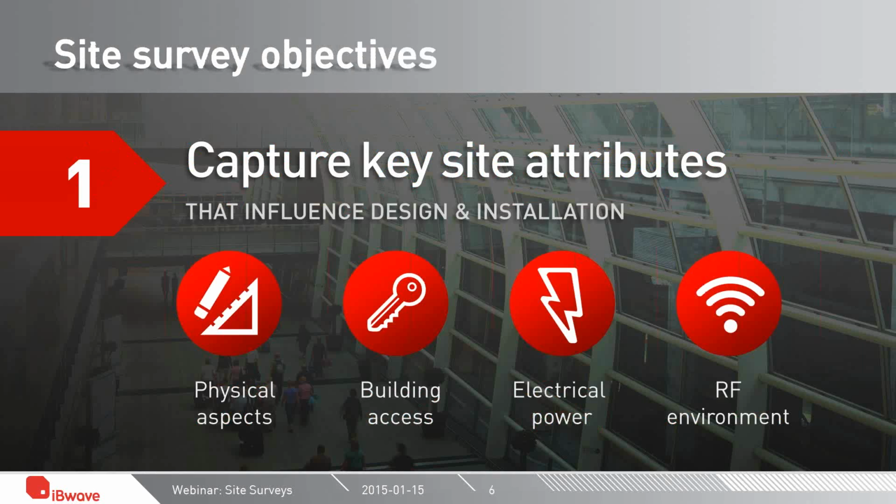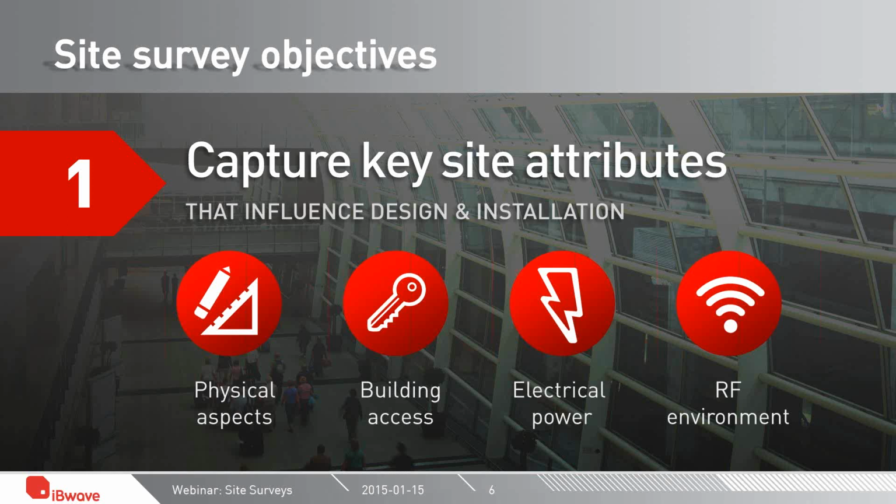So let's now look at site surveys, but first, what are the main objectives of site surveys? Well, at a very high level, there are two main objectives. The first is to capture the key site attributes. So these will be things like the physical aspects of the venue, such as the floor layout, the materials used in the building, the equipment room and how much space there is in it, where it might be located, the location of risers between floors, et cetera. So that's obviously a key piece.